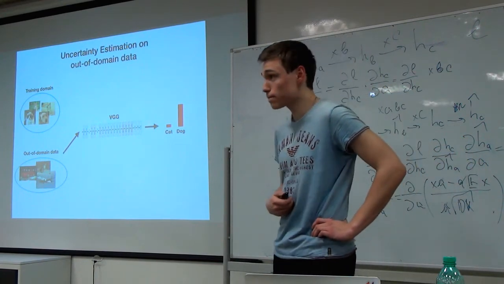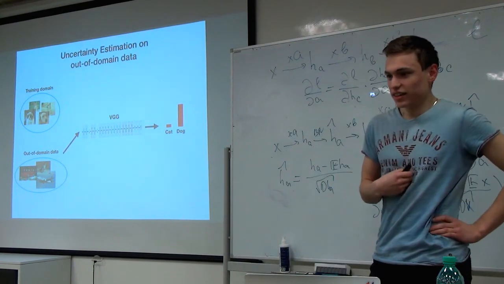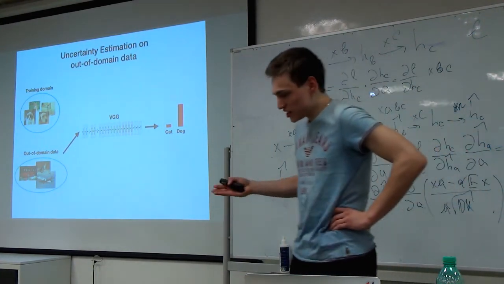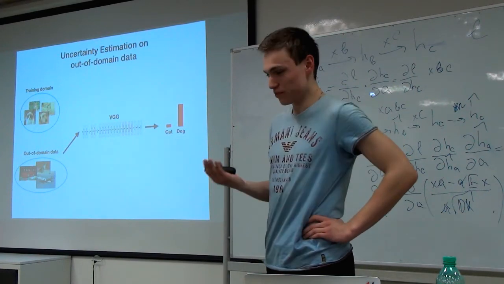Have you tried to just calibrate your probabilities? Just add temperature to softmax and tune that. Yes, there are different options to address this issue. Okay.